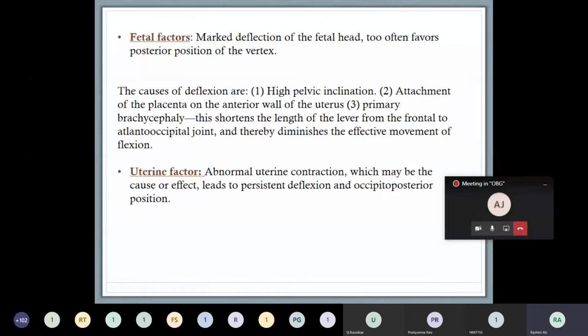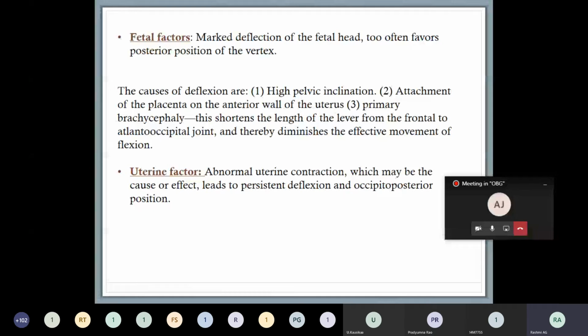What are the fetal factors? Fetal factors which favor an occipital-posterior position are the marked deflection of the fetal head. What are the causes of deflection? It could be because of a high pelvic inclination, attachment of the placenta on the anterior wall of the uterus, or primary brachycephaly. This shortens the length of the fetal head from the frontal to the atlanto-occipital joint, thereby diminishing the effective movement of flexion. So these are the fetal factors which favor deflection and hence occipital-posterior position.